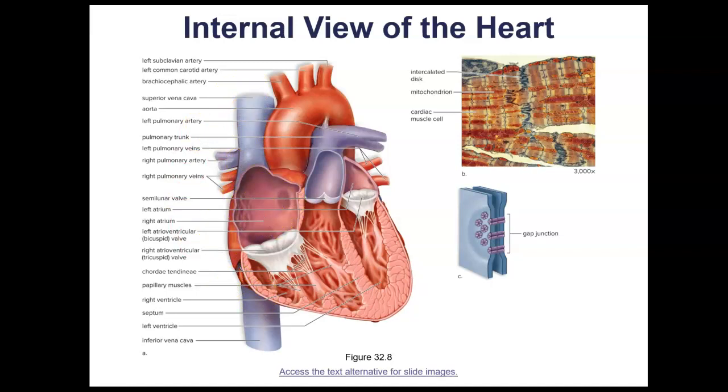Okay, so I think we said all the structures. If there's anything I left out, I just want to go through very quickly. The septum is just the divider between the left and right ventricle. It's called the interventricular septum. And I think everything else we went through. So we're going to move on.